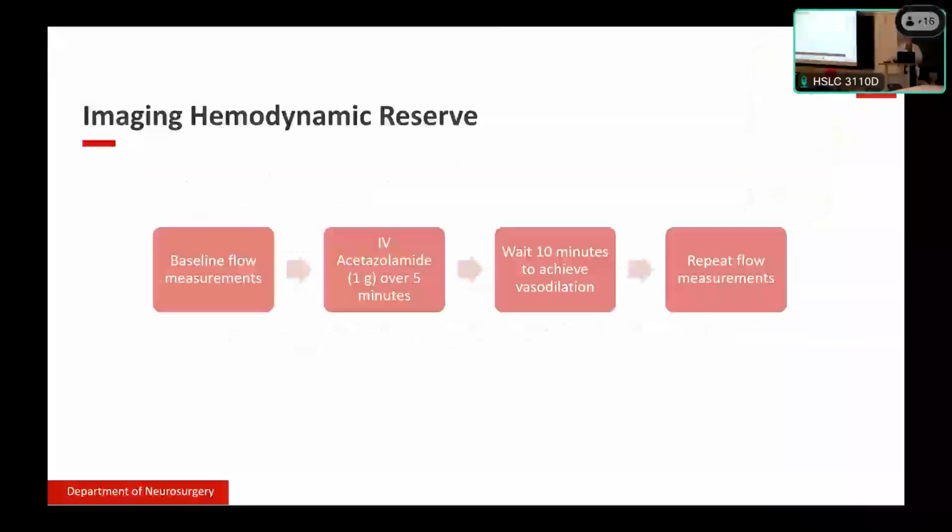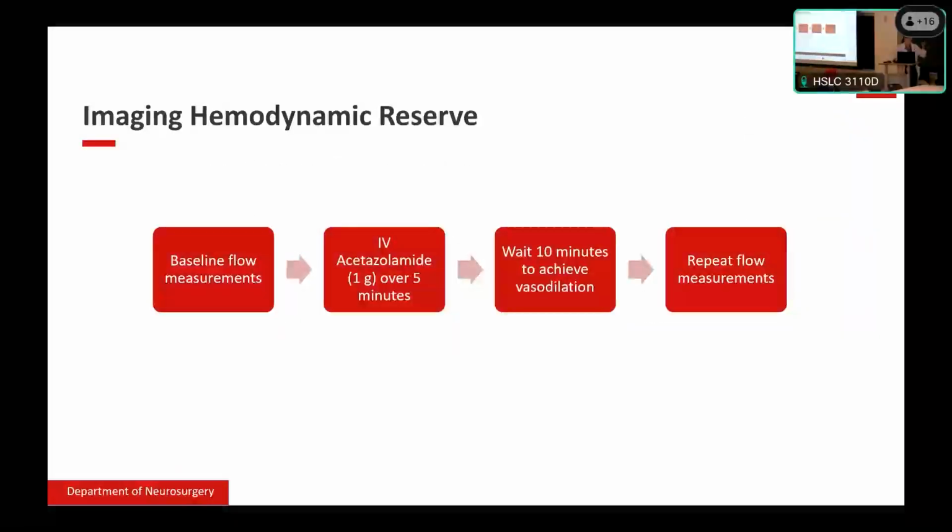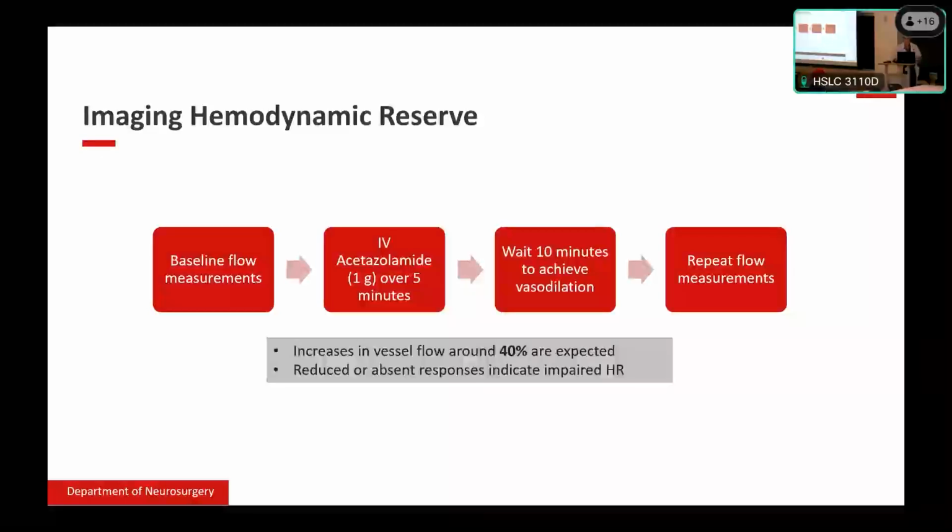So this is what our workflow looked like. We'd get baseline flow measurements, give the Diamox, wait for 10 minutes, and then repeat the flow measurements. Ultimately, what you're expecting to see is about a 40% increase in vessel flow. If you have no increase or just a reduced response, then that's impaired. And then, as I mentioned, if it's the reverse, then you end up with steal phenomenon.